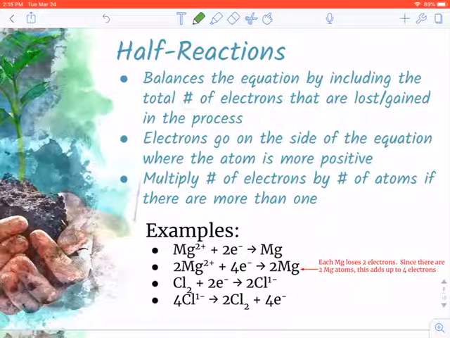Any questions on that last slide about half reactions? I'm just going to quickly review this page because this is your reference. Half reactions balance the equation by including the electrons. The electrons are going to be on one side of the arrow, either the left side or the right side, and they go on the side of the equation where the atom is more positive.